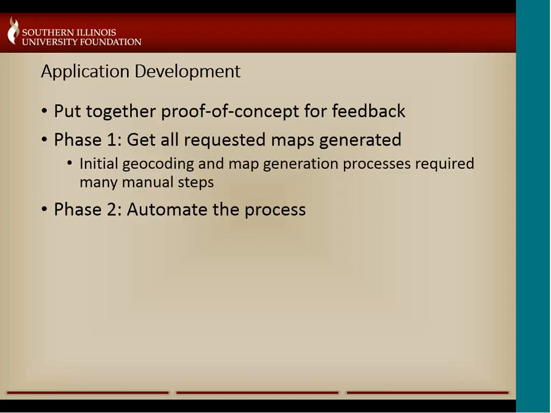So let me move on to the approach we took on the development of this. I'm just going to breeze through this part because it gets into the technical side, just to give you an idea of what was involved, and then we'll get into the demonstration. We put together a quick proof of concept, which basically meant it was very ugly looking and chunky, but we brought it to the executive director of development and research and asked, will this work for you?